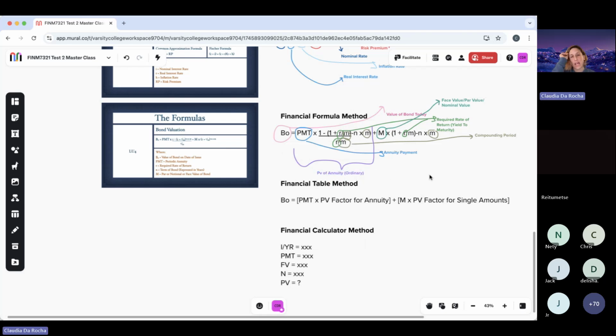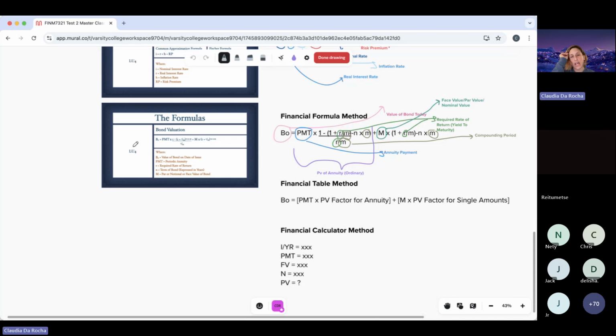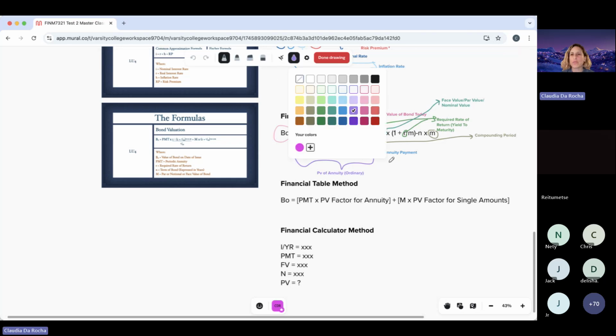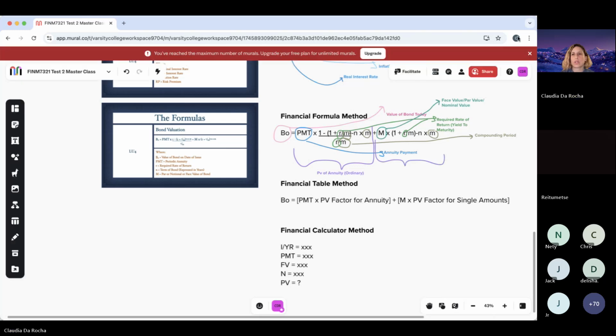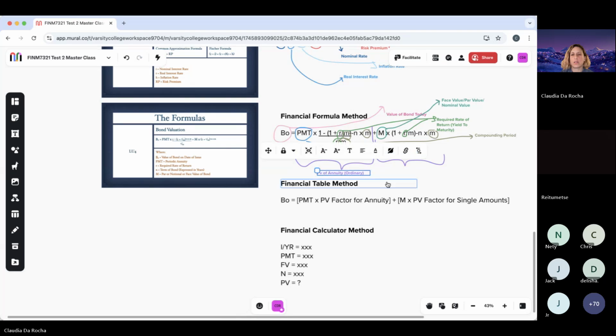Okay, so that's that formula. And then the second part of the formula, this section, is the present value of a single amount. Literally, that's what it is. So this formula is actually not new. You know it from Learning Unit 2.